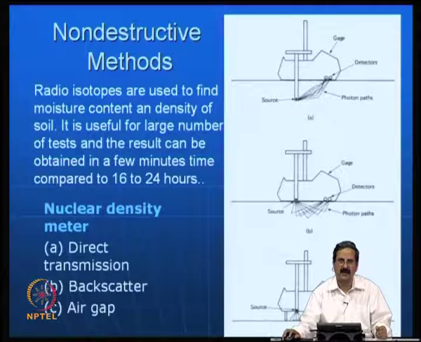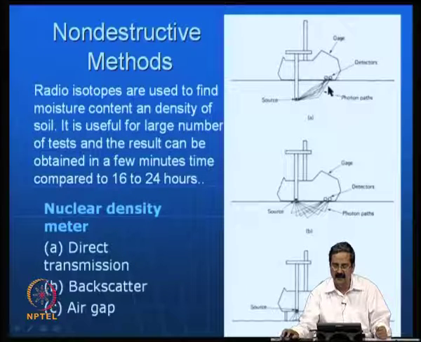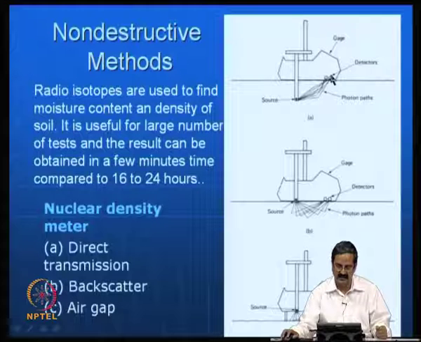For example, as I just mentioned, here there is one equipment. You can just see that this is the gauge, and then this is the source, and then this is the soil, and you have a scattering. The paths of the photon particles are like this, and then you have detectors.